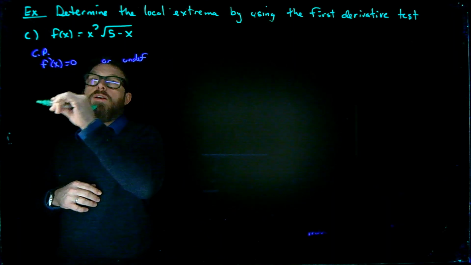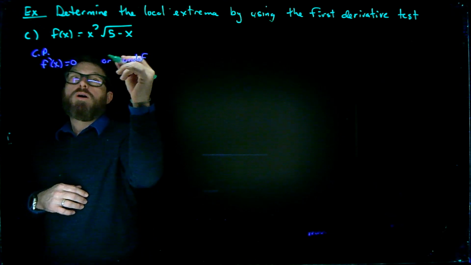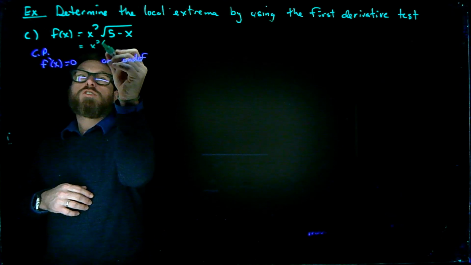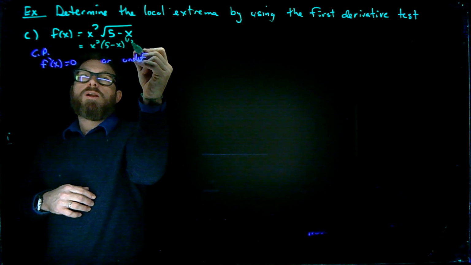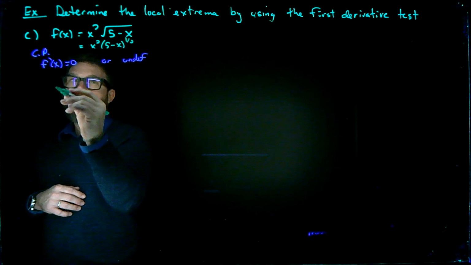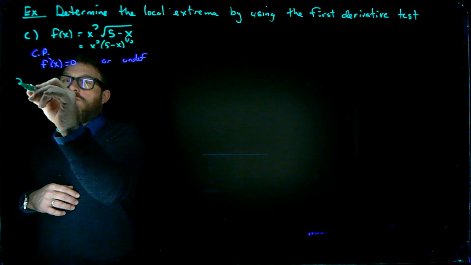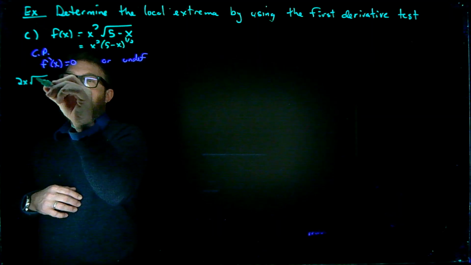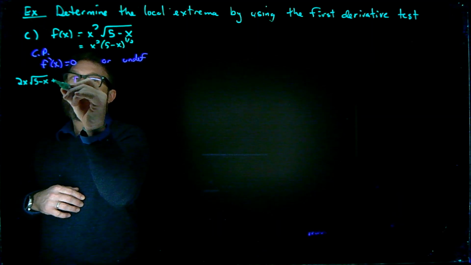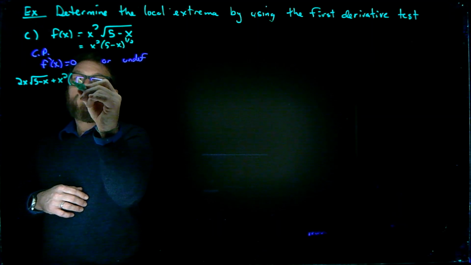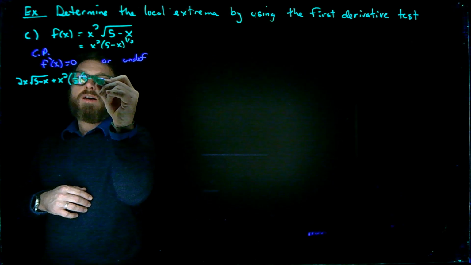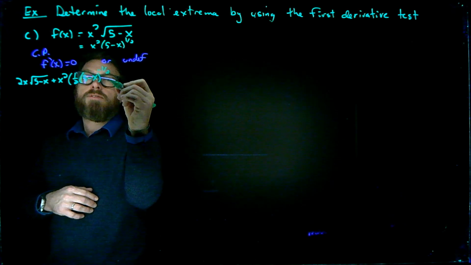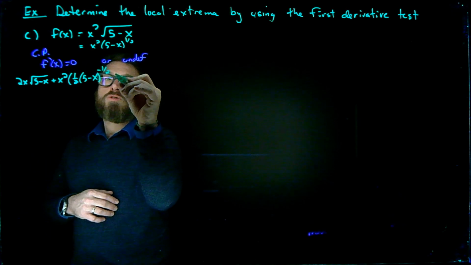All right, so in order to find the derivative, this is a product, so we have the product rule. So we know this is x squared times 5 minus x to the 1/2. Maybe easier to take the derivative that way. So derivative of the first times the second plus the first times the derivative of the second, so 1/2 times 5 minus x to the minus 1/2 times the derivative of what's inside, which is going to be a -1.